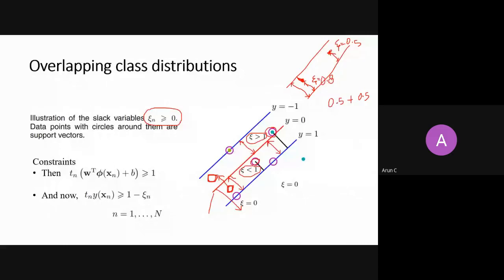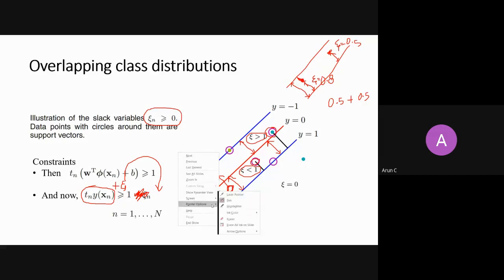Ideally what I want is every distance on the right side to be equal to 1. That's why I'm multiplying this thing with tn, right? So this means it is the right side, and then I am adding some psi to it if there is some error that can be accommodated. And it should always be greater than or equal to 1. When I bring this psi to the other side of the inequality, then I can say tn yn should be greater than or equal to 1 minus psi n. That's how you can write it now.